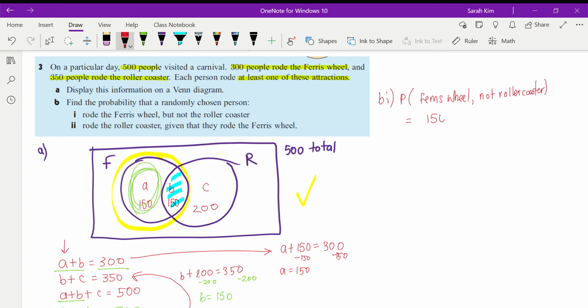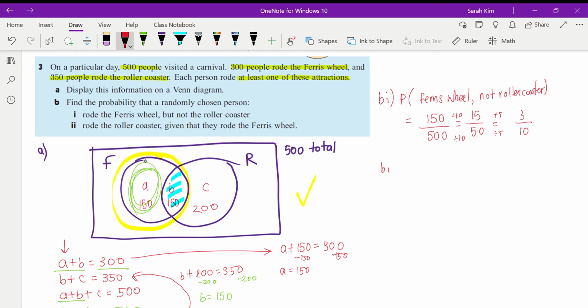So 150 out of the total, which is 500. I just got to simplify it. I'm going to divide it by 10 first, so I get 15 over 50. Then I'm going to divide by 5, so I get 3 over 10, and that's my simplest probability.